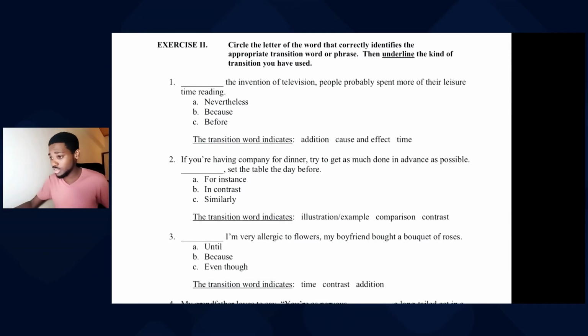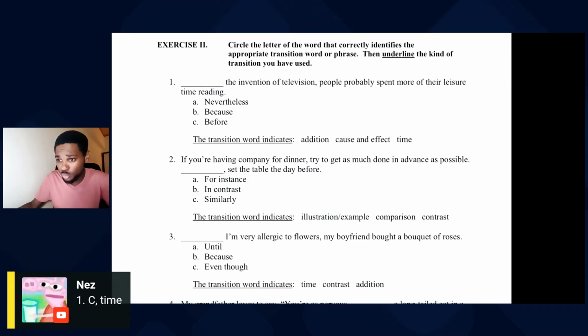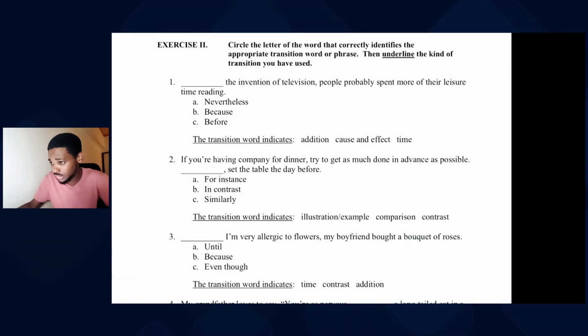Let me see if you guys are really following. Number 1, I see some C's. I'm seeing some C's, but you guys aren't telling me what type of transition it is. Is it addition? Is it cause and effect? Or is it time? So it's a two-part question. These are two-part questions. Ashley says time. Yeah, this is how I want the answers. 1C time. That's a clear answer.